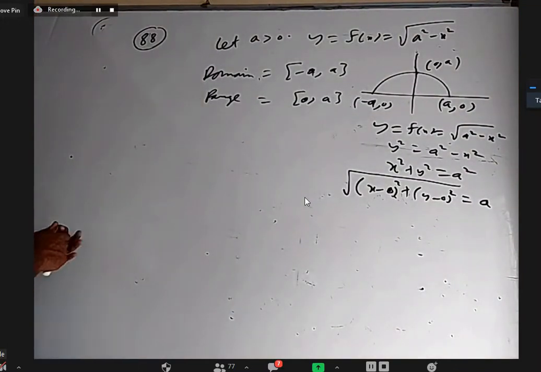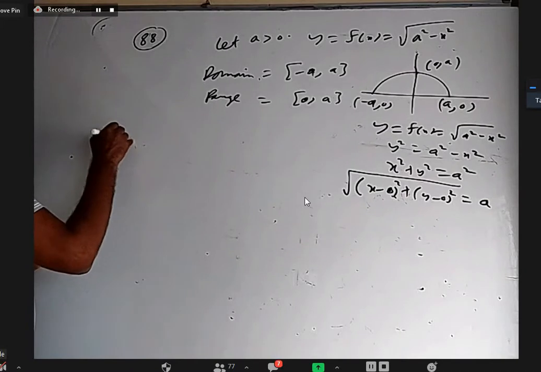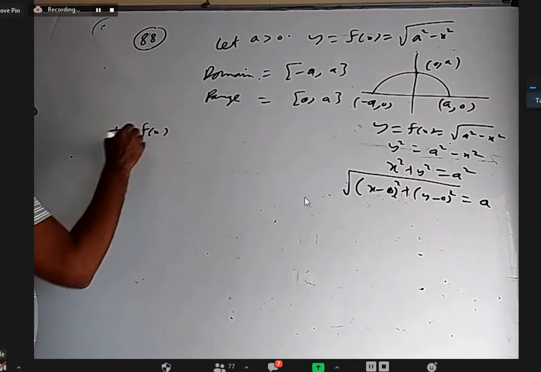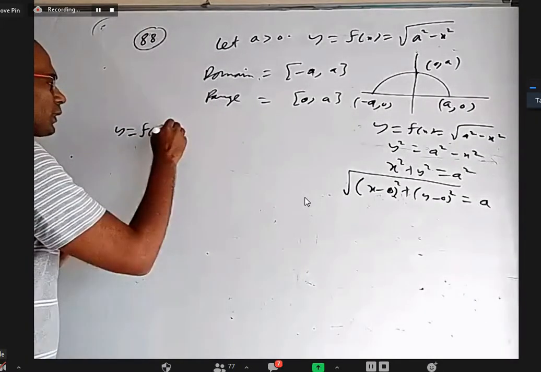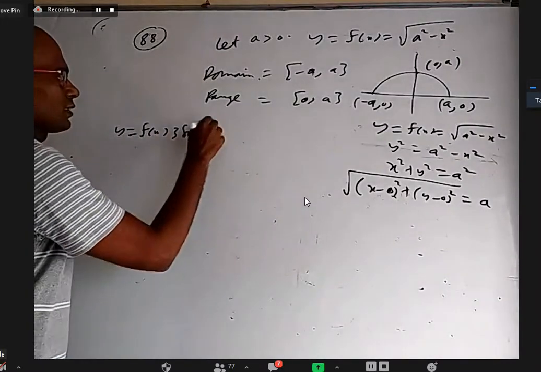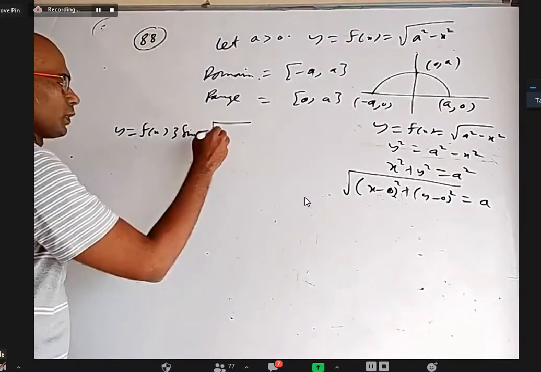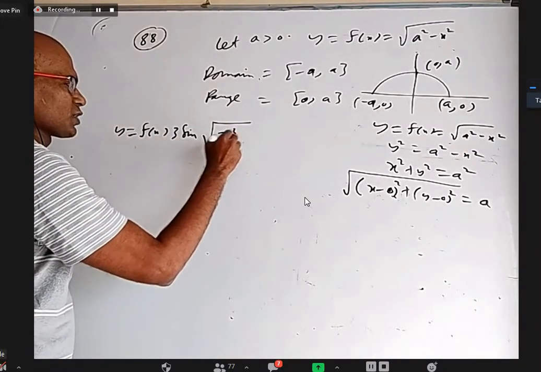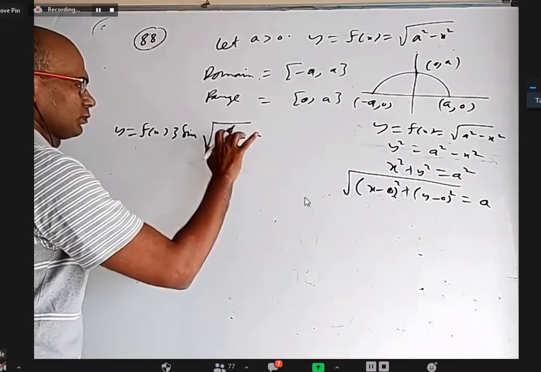So coming to the present question, y equal to f of x is equal to 3 sine of the square root of pi square by 16 minus x square.